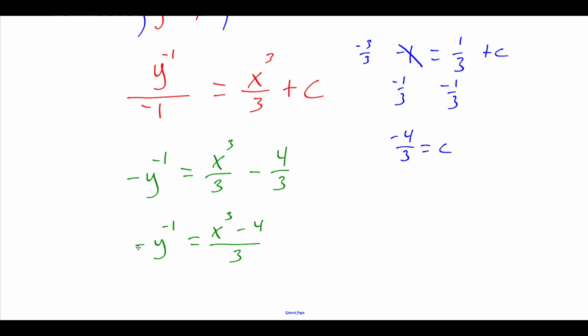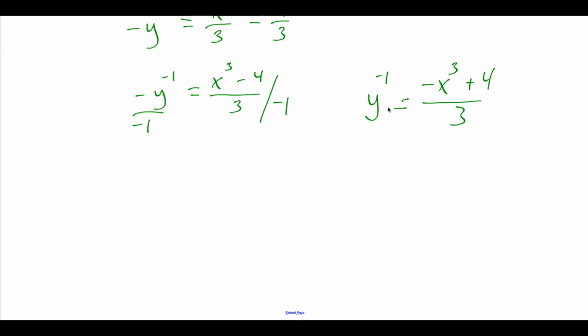Now to get rid of that negative in front of the y, I'm going to divide by negative 1, and when I do that on the right-hand side, that's really just going to change the signs on the numerator, so that x cubed is going to become a negative x cubed, and the minus 4 will become a plus 4, but everything else is going to stay the same. On the left-hand side, that'll just turn into a y to the negative first power. Now we don't like to have negative powers in our answers. So remember, y to the negative first power is really the same as 1 over y, and then we've got that equal to the negative x cubed plus 4 over 3.